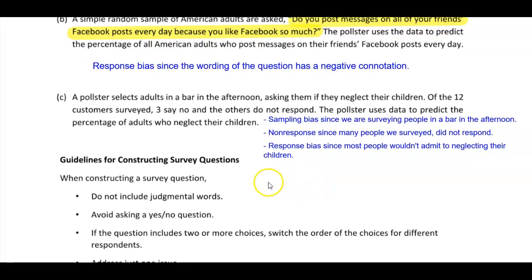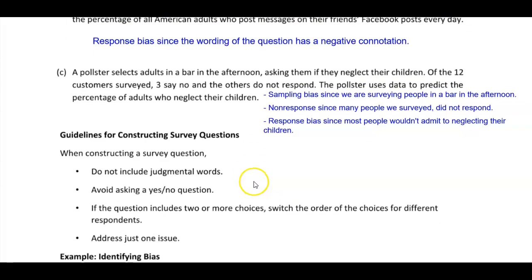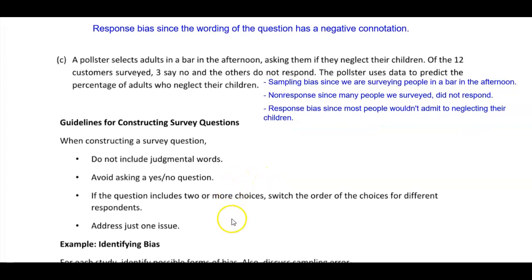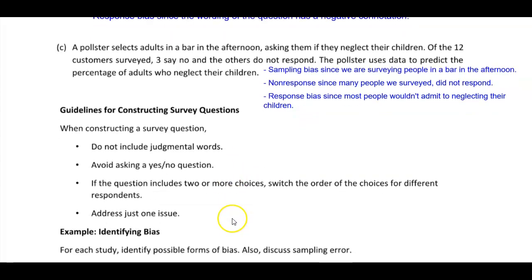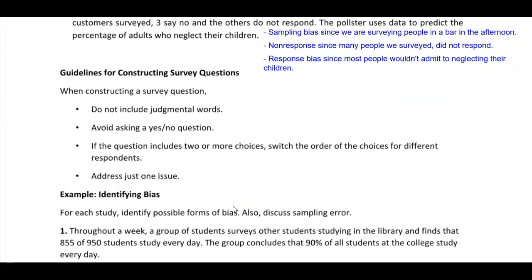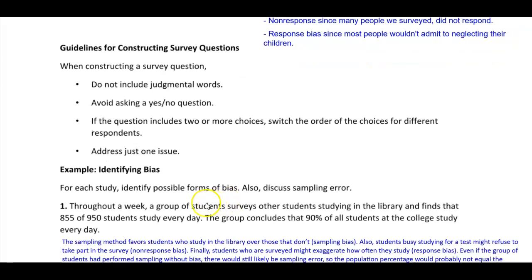Now, guidelines for constructing survey questions. When constructing a survey question, do not include judgmental words. Avoid asking a yes/no question. If the question includes 2 or more choices, switch the order of the choices for different respondents, and then address just one issue. So, for example, identifying bias.